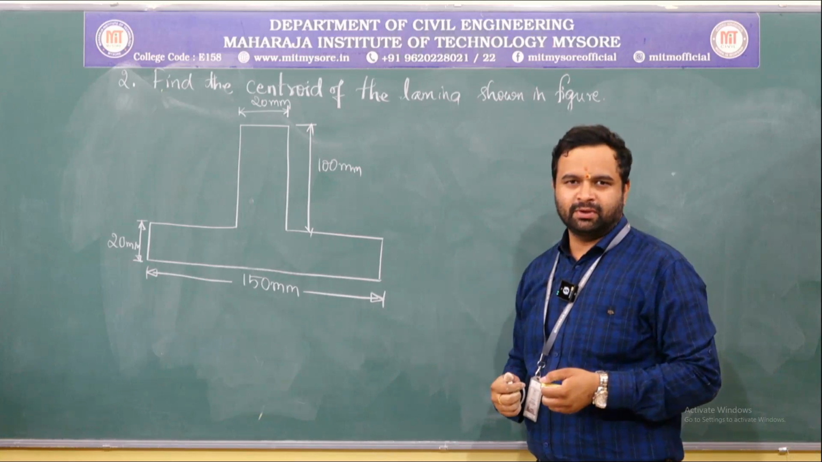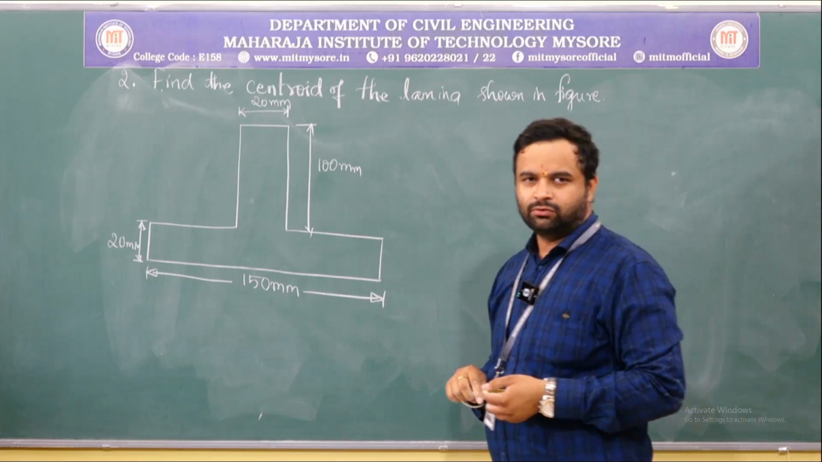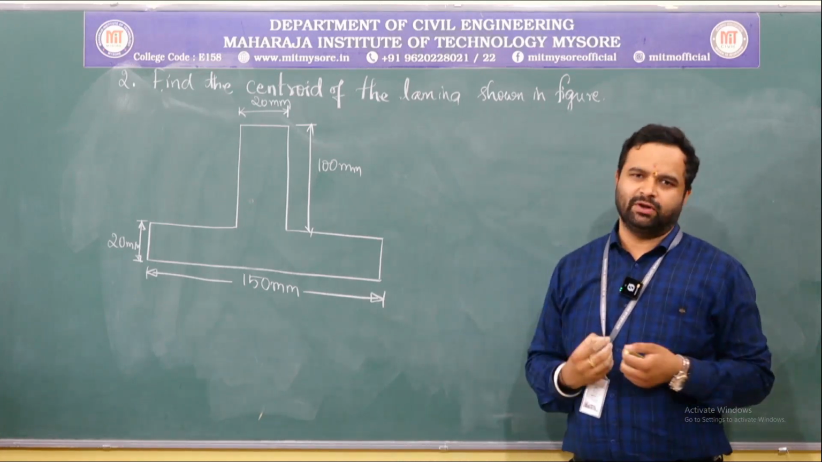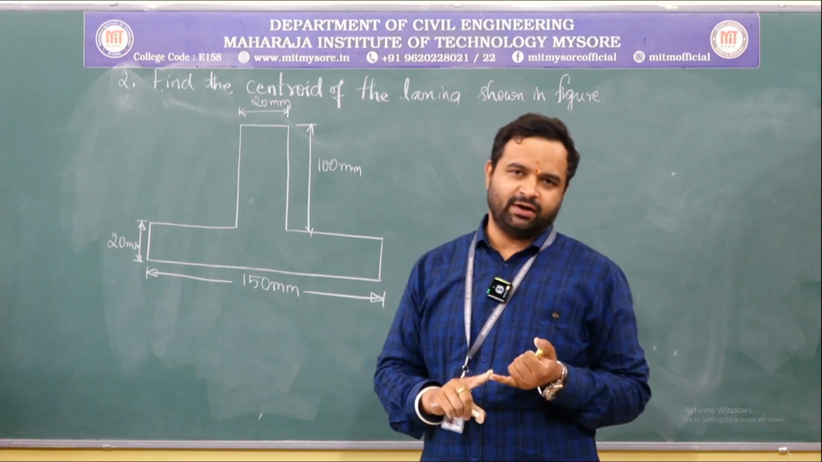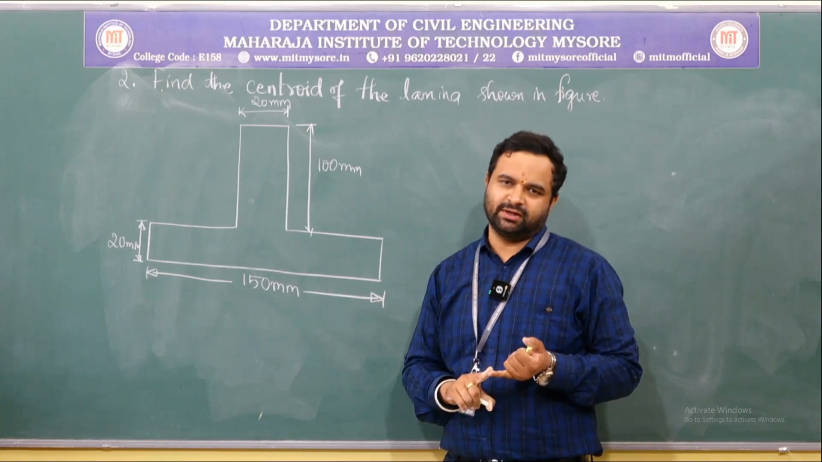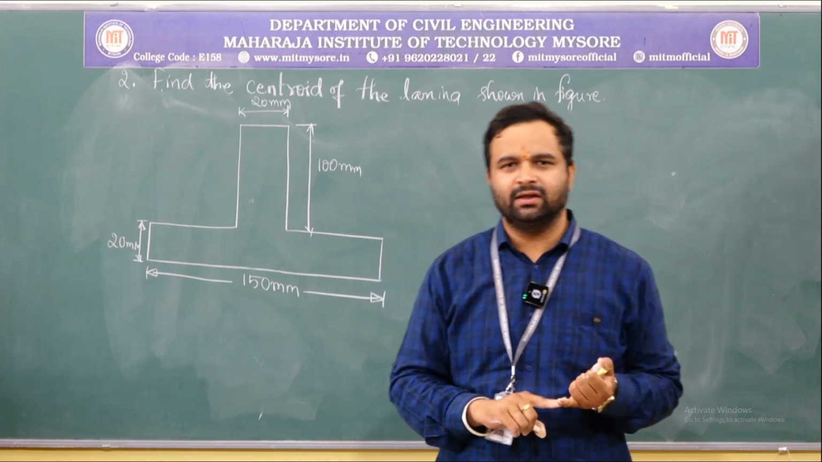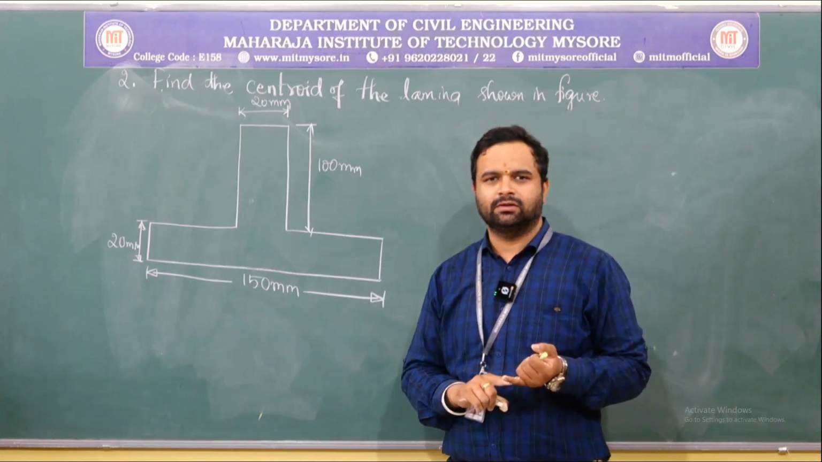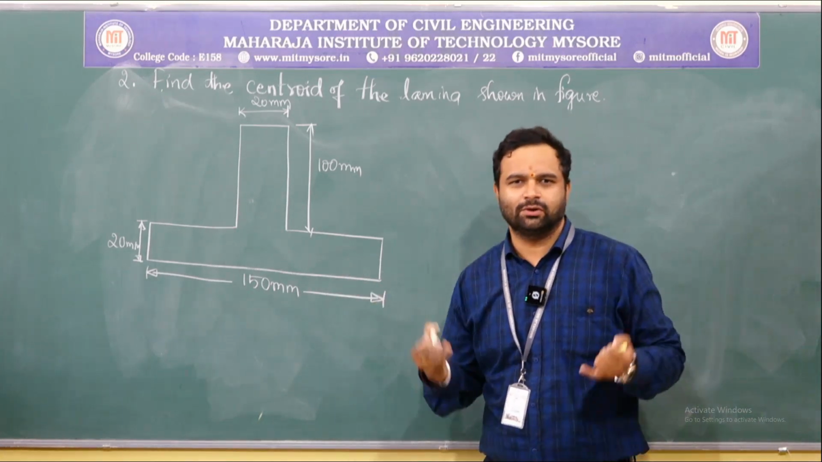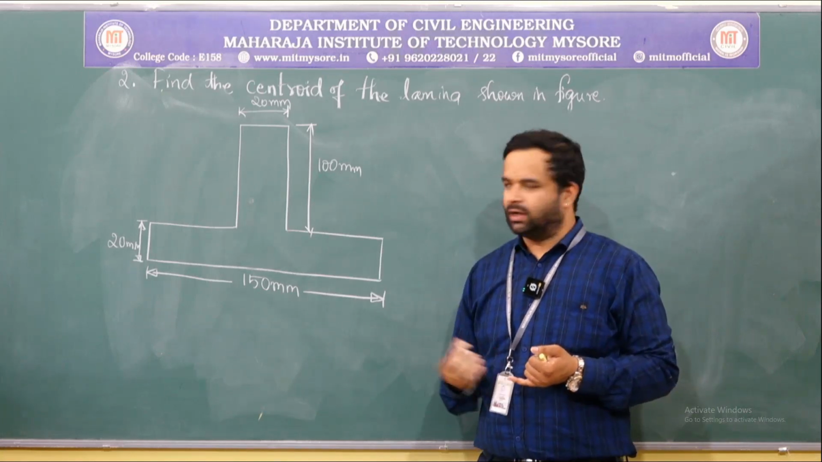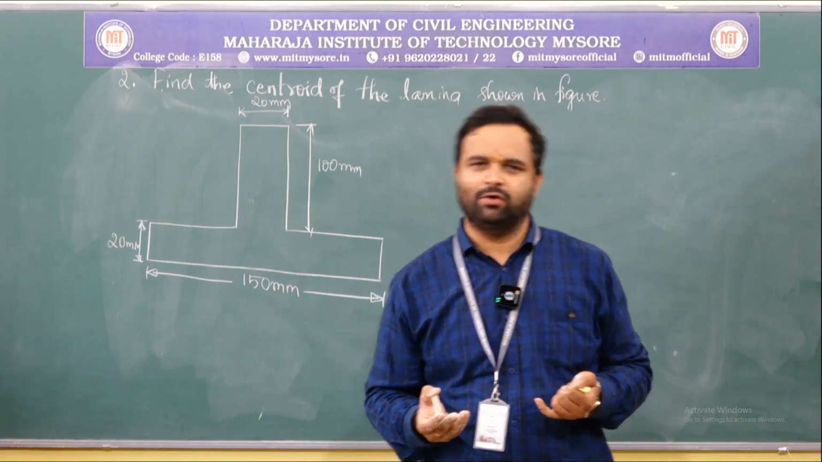So, this is the problem given. We need to locate its centroid. Now you might have understood what are the steps involved in it. What are the steps involved? The very first step is to try to find if there is any axis of symmetry. Then the second step is to write the reference axis. Then the third step is to divide the figure into different components whose centroidal values are known to you. Lastly, calculate the x bar and y bar using the formulas.